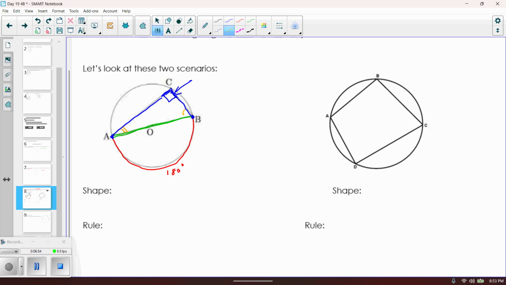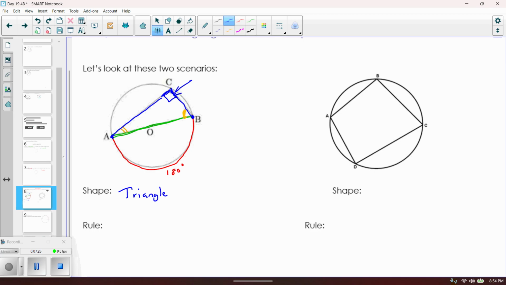So the two angles that are not the 90-degree angle, the two angles that are sitting on the diameter, so these touch the diameter, are going to have to add up to 90 degrees. So now we'll actually write the rule. First of all, the shape that was inside the circle is a triangle. That's the shape.